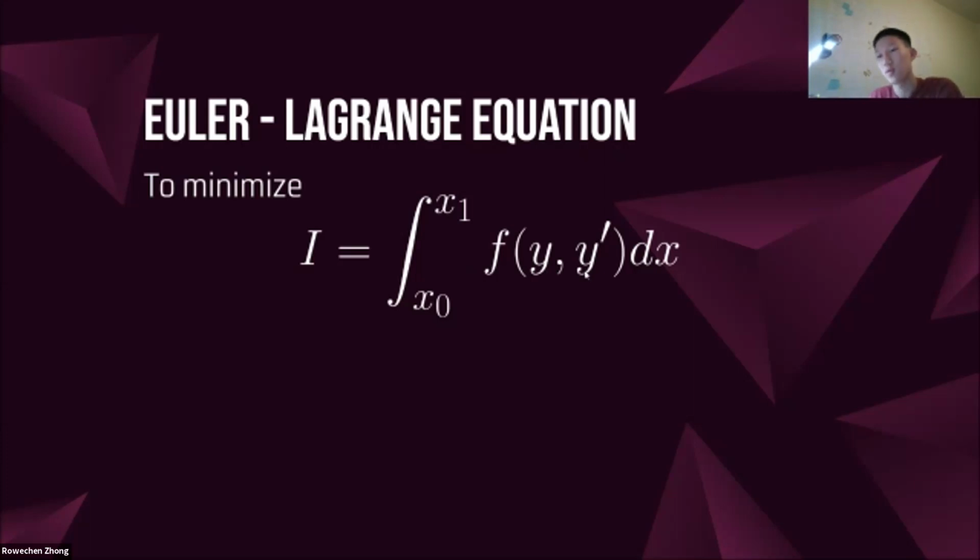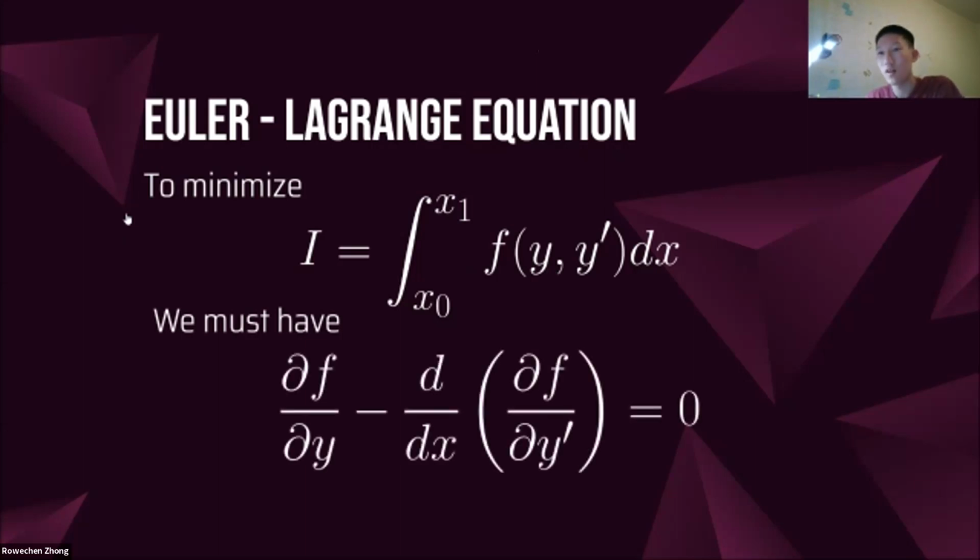So let's take a look. If we're trying to minimize this, how can we do that? We must have this. Why? I'll show it to you real quick. Here's a derivation, and it will be very interesting.